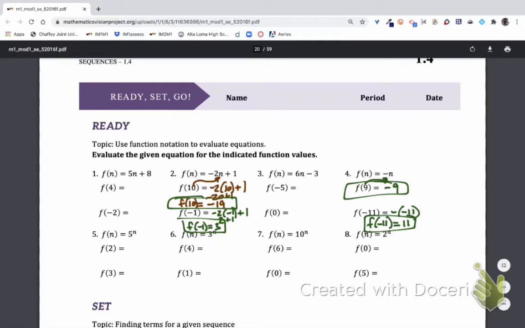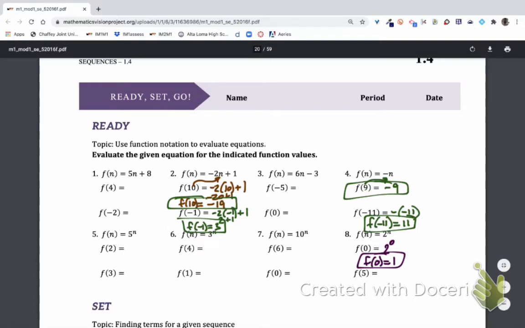For number 8, taking a look at it here, take that 0, plug it in for n, and when we do that, we get 2 to the 0 power. So you can plug that into a calculator and you would end up getting 1. And we're going to talk about that in more detail a little bit later, but any non-zero number to the 0 power is equal to 1.